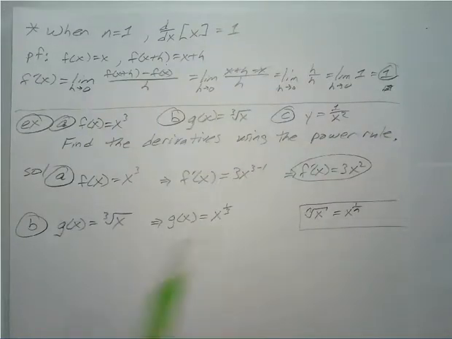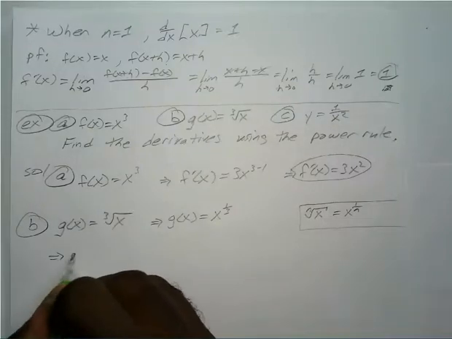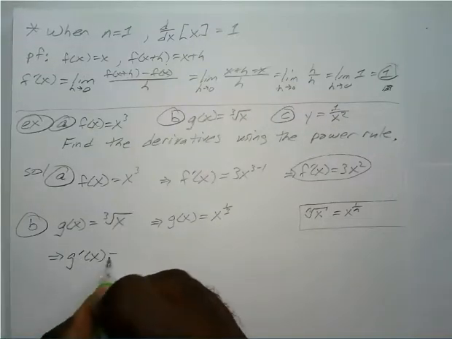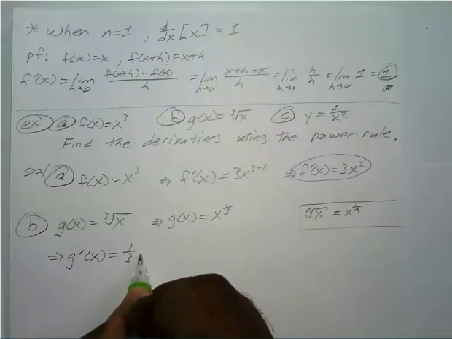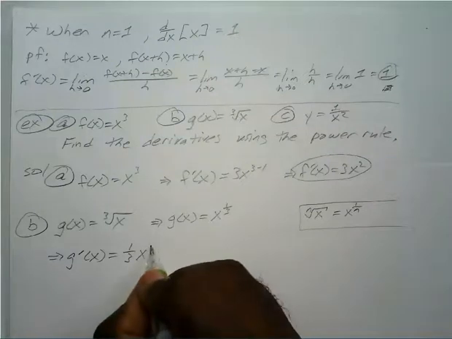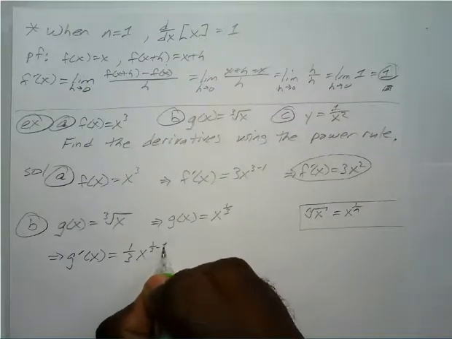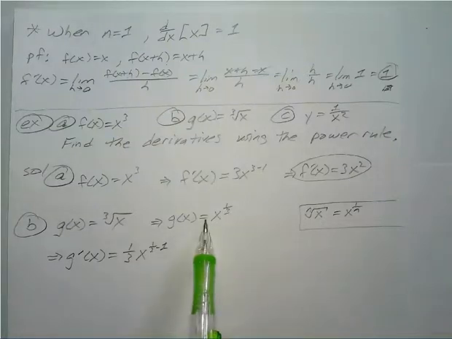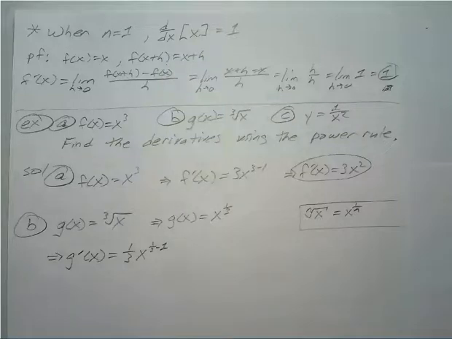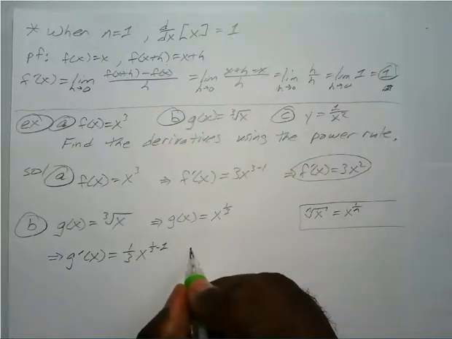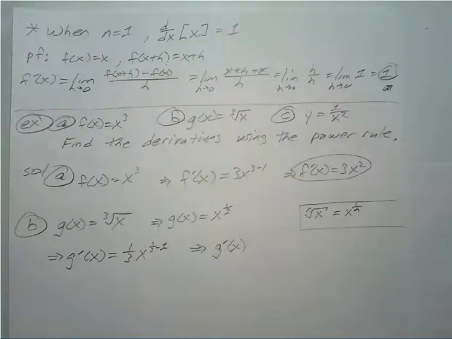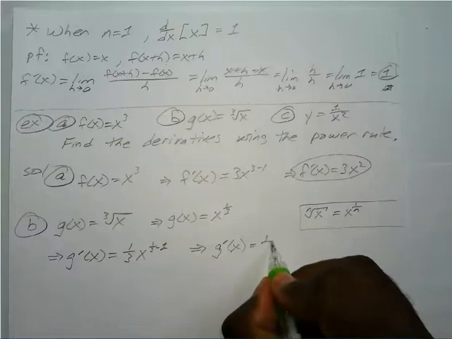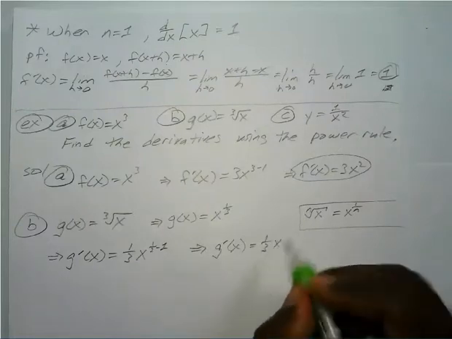All right, so let's go ahead and find the derivative of that. So g prime of x is going to equal, remember, bring that exponent down to the front. So you have 1/3 x to the 1/3 minus 1 power. Okay, so remember, as soon as you bring that exponent down, subtract 1 from it. Okay, so that now will give us g prime of x is equal to 1/3 x to the negative 2/3.